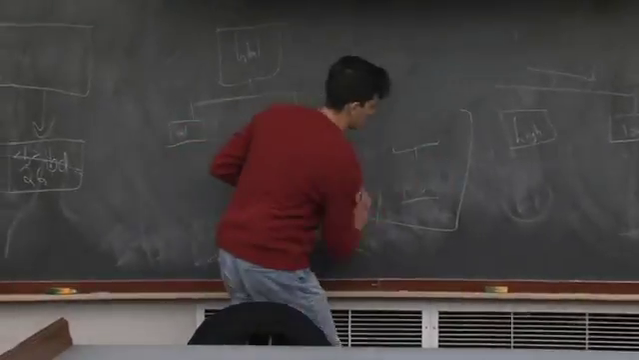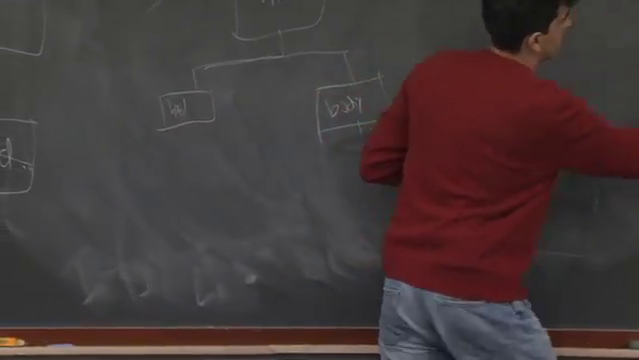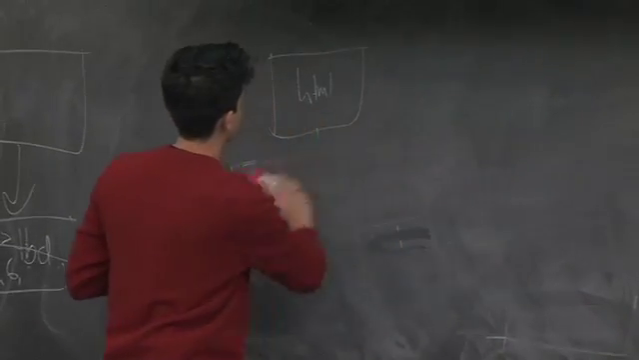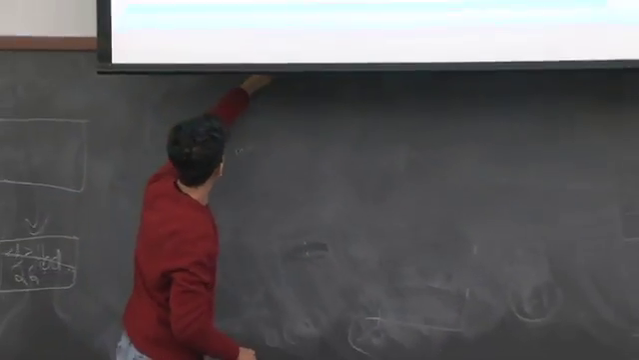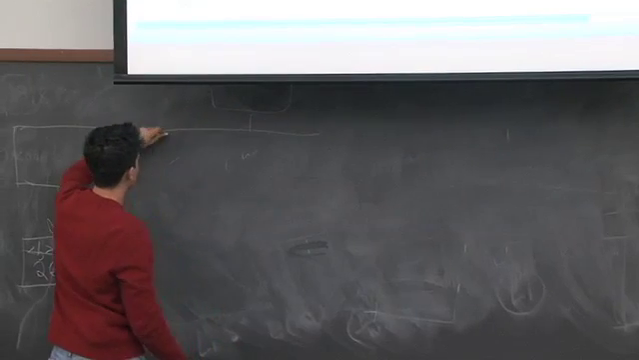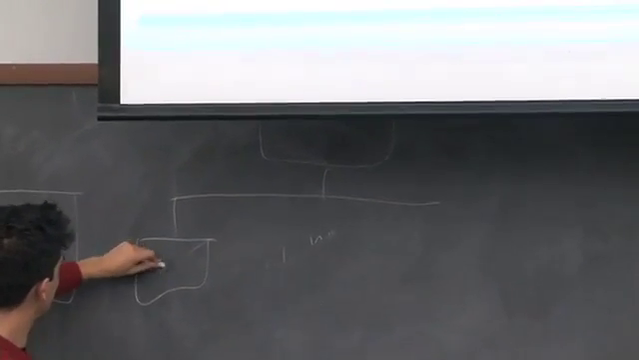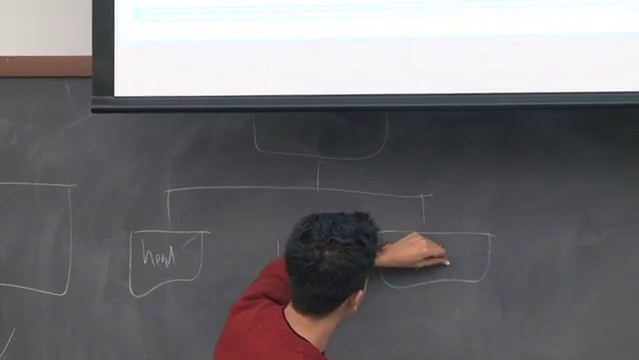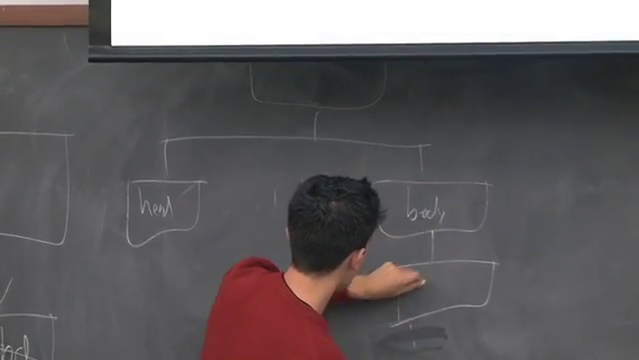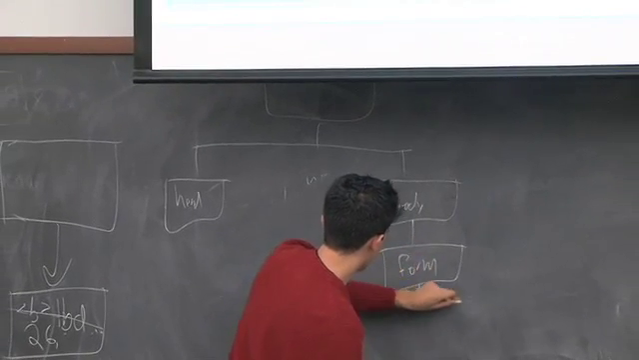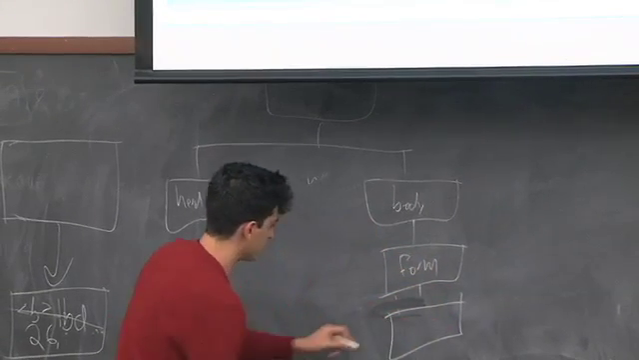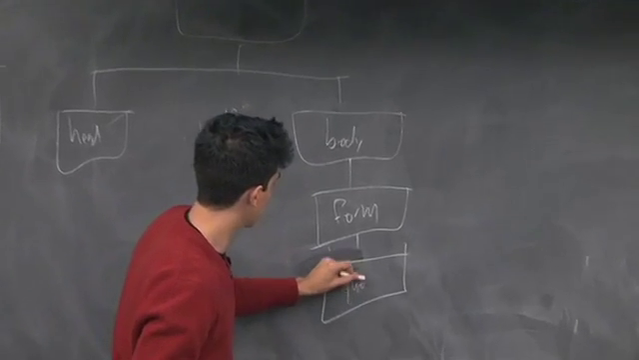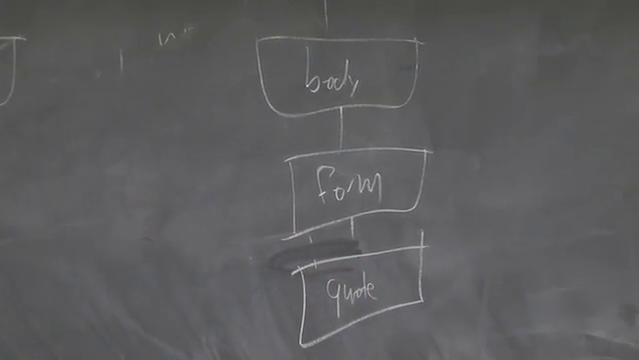Let me move this up a little bit. So, all right, this is HTML up here. This is head over here. This is the body. Then a child to the body is the form. Then a child to this form is this div that's called quote. I'm just going to call this quote, even though it's really an element of type div.